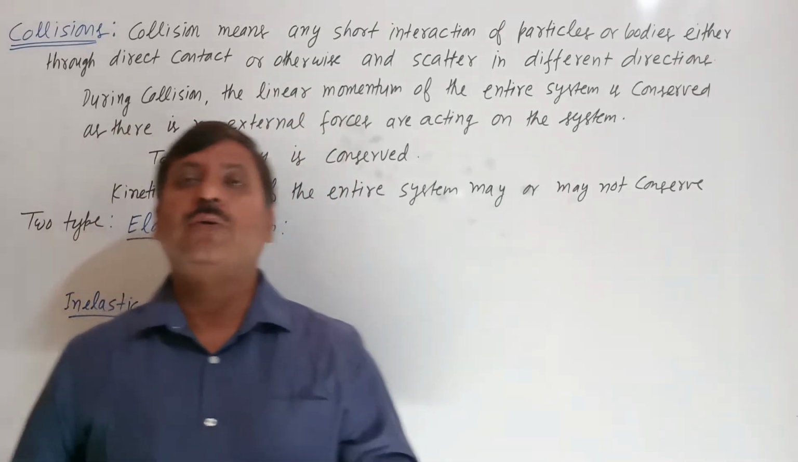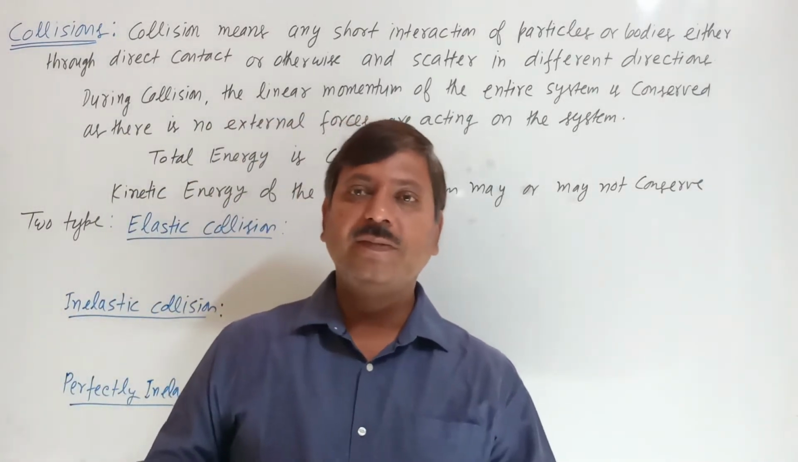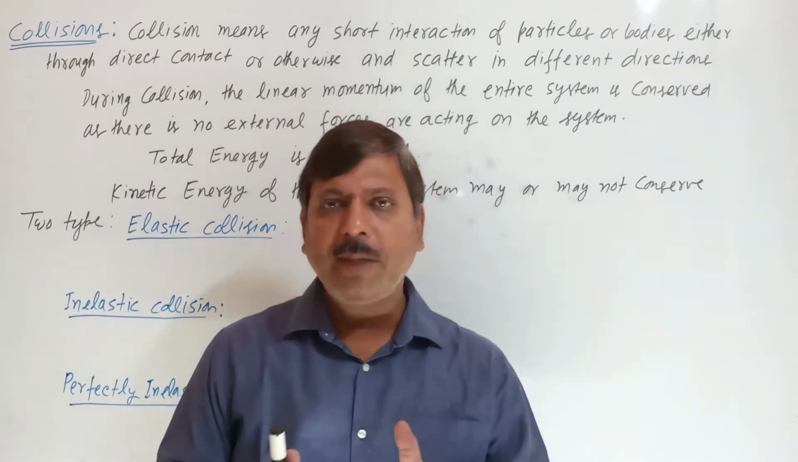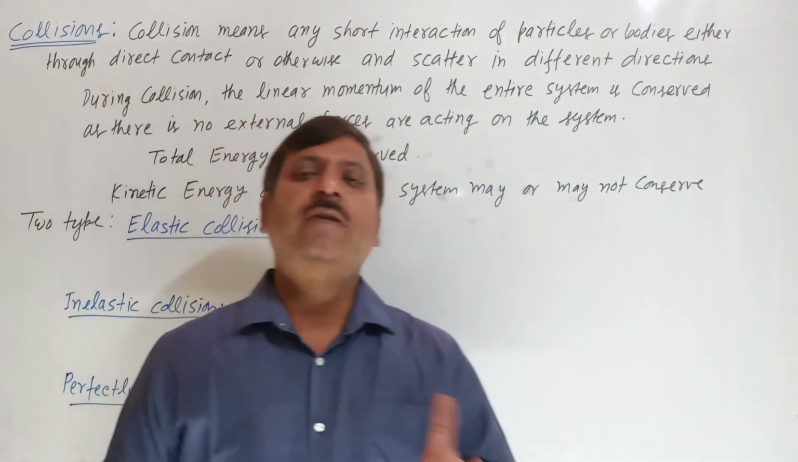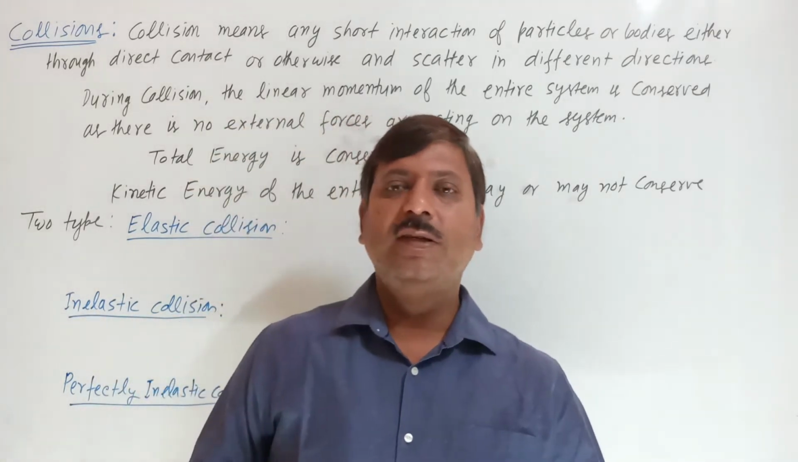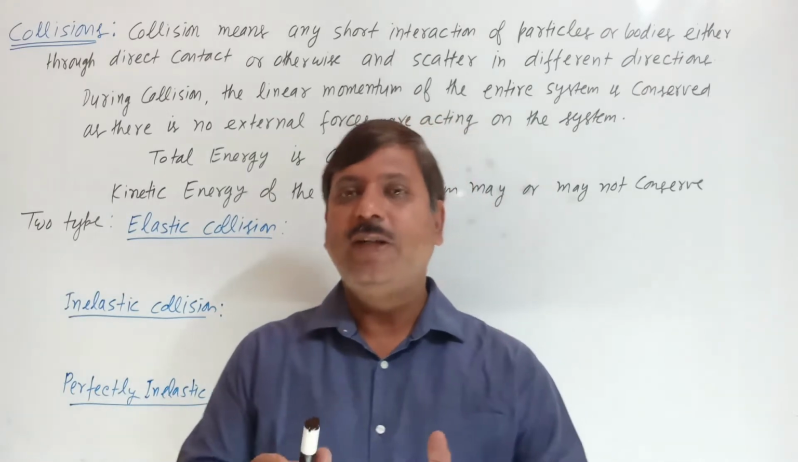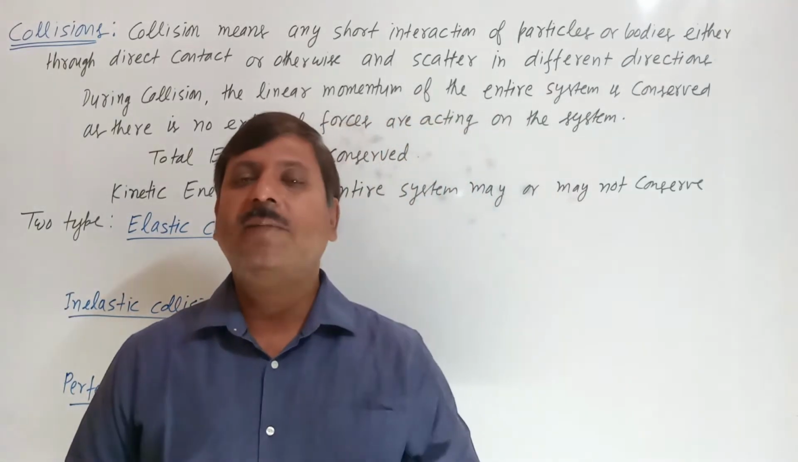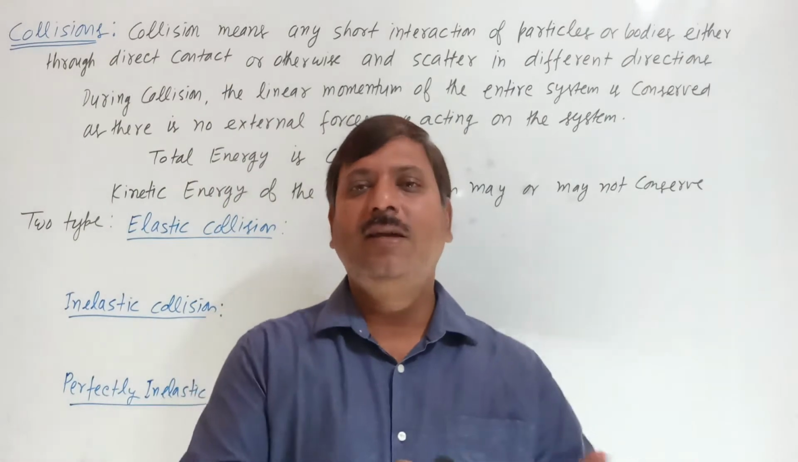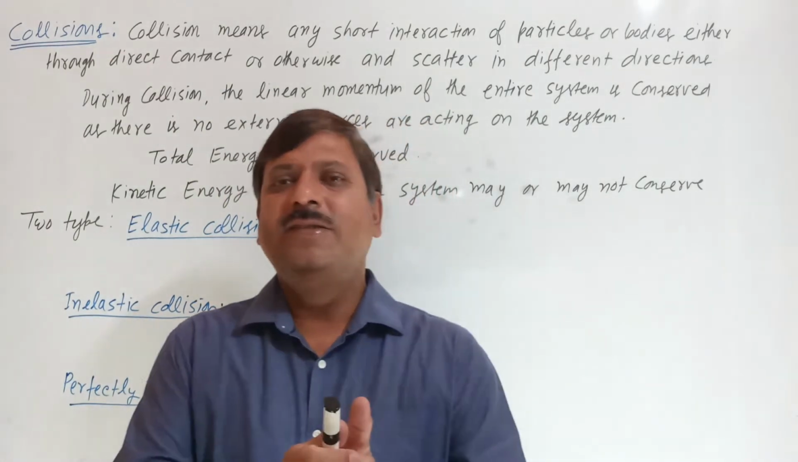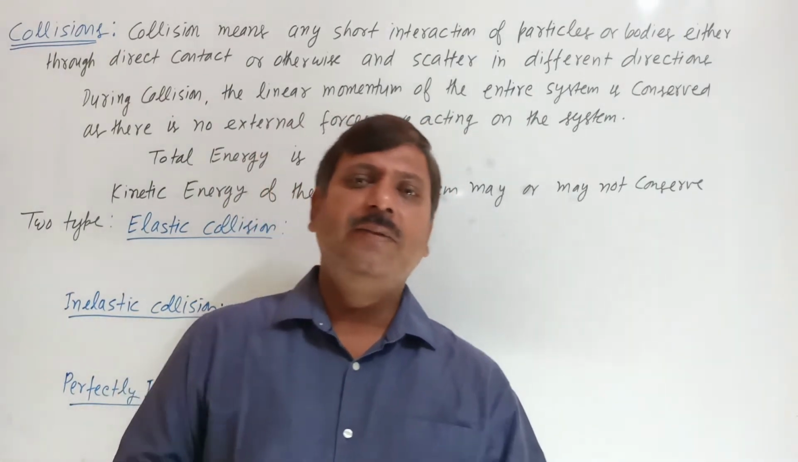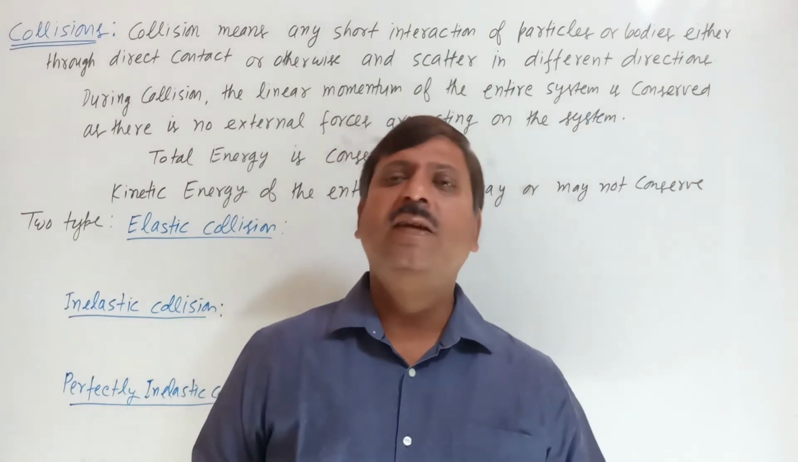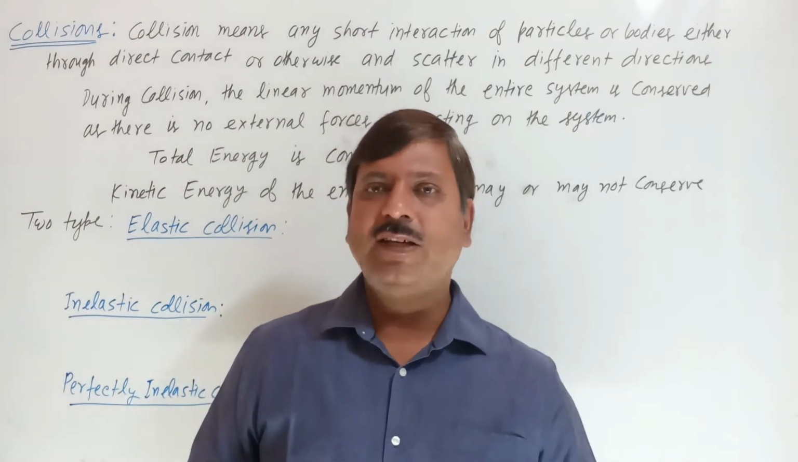Today we are going to discuss collision. Actually, what is collision? Collision means mutual interaction of two or more bodies, with a short interaction. After the interaction, what happens? Their direction changes, or they are scattering. They go in different directions, and also their velocities are changing.